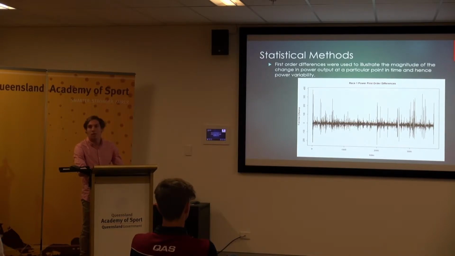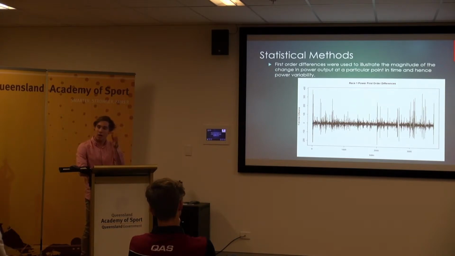Can you explain what a first order difference is? So it's just taking the power at 2 time points and just taking the difference of that. So we've got, on the x-axis, each of our difference points, and on the y-axis is how big that difference was. So we can see at the start of the race, we've got larger differences between our power output points. So we could say there's a bit more variation in the start and the end compared to that middle section there.